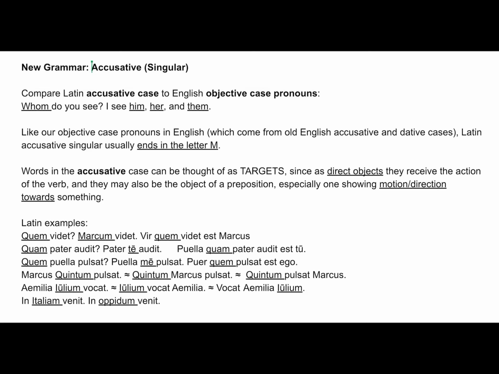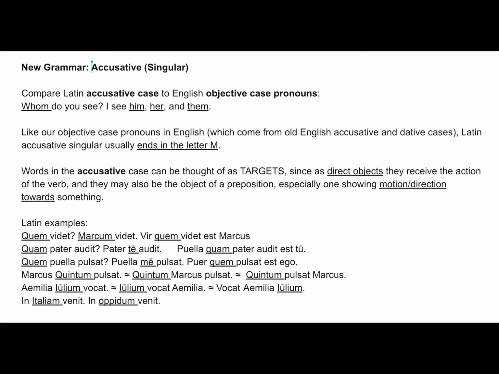Next, words in the accusative case in Latin can be thought of as targets, like you're shooting at them, since as direct objects they receive the action of the verb. It's directed at them. You can even say, I shoot him, and him is the direct object. So in Latin, it's going to be accusative case. Also, words in the accusative case may be the object of a preposition in Latin, especially a preposition that shows motion or direction towards something.